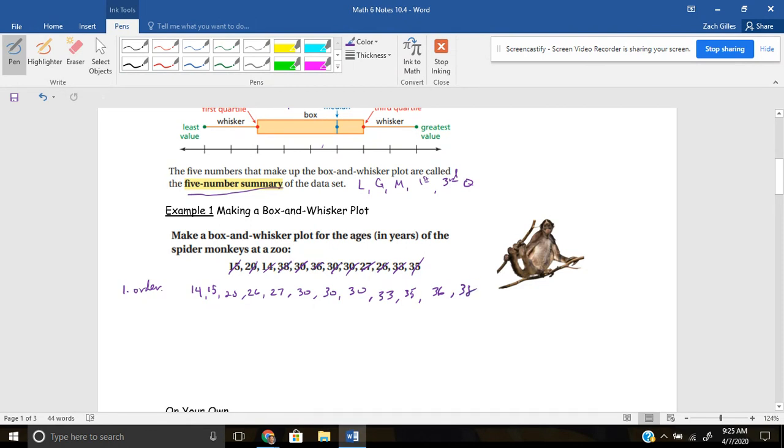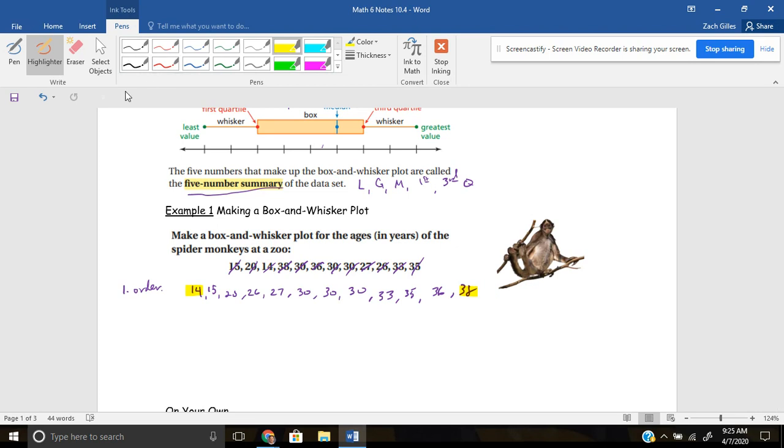Okay. After I've ordered from my least to greatest, I need to find the different values of this 5-number summary. So my least number is going to be 14. That's kind of obvious. My greatest number is going to be 38. Again, that's kind of obvious.